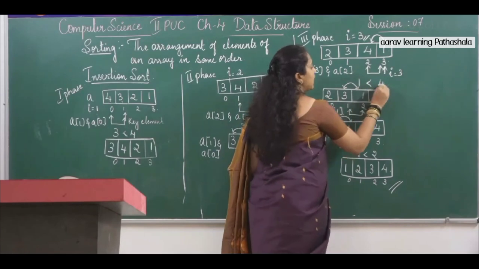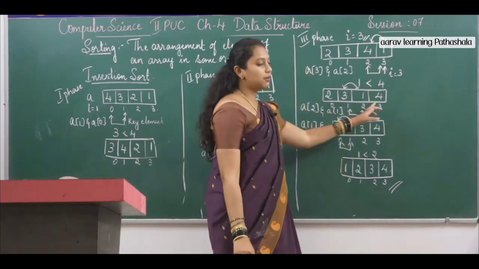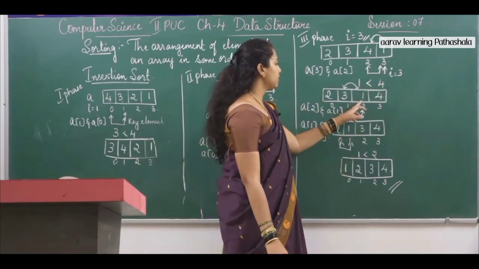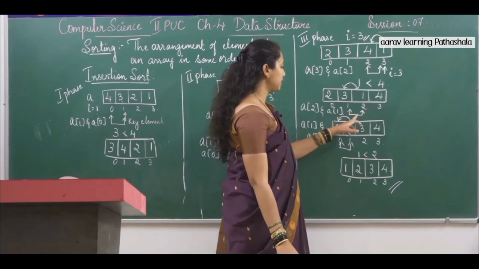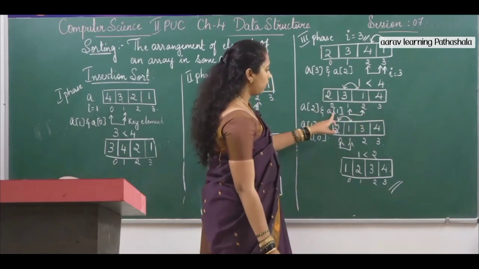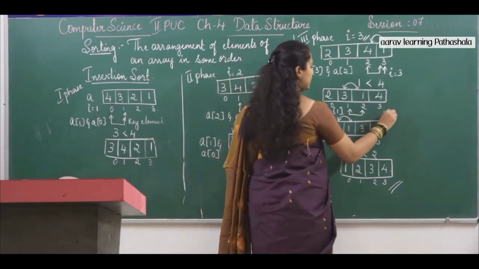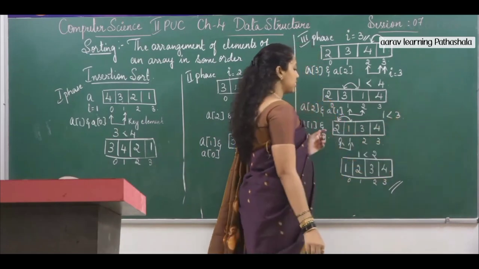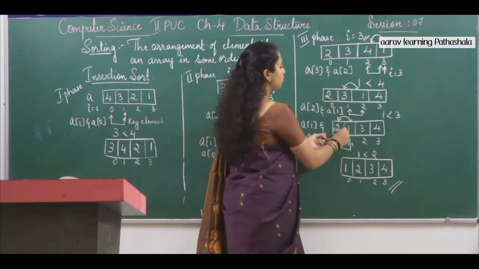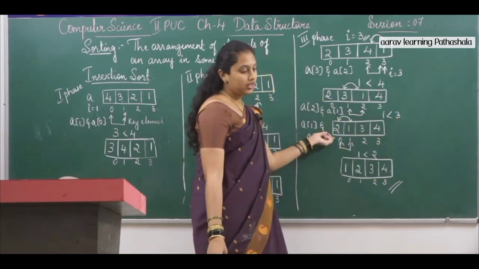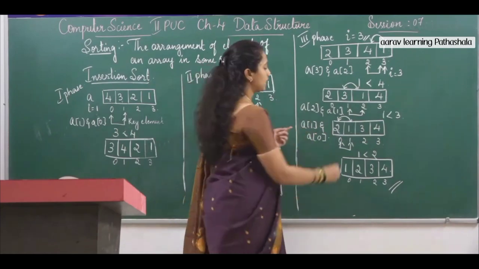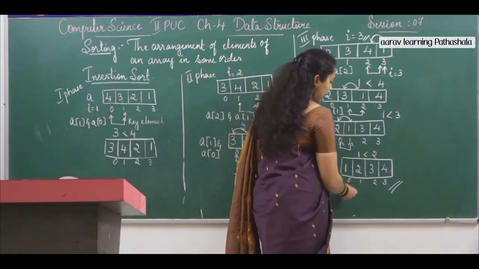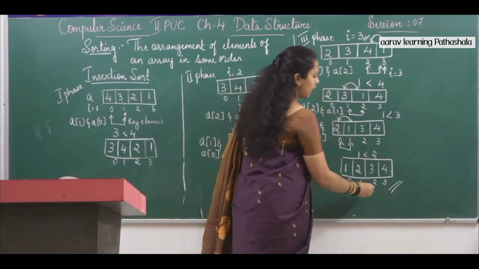As 1 is less than 4, the array elements get swapped. Next we compare the elements, that is A of 2 and A of 1. As 1 is less than 3, the array elements get swapped, that is 2, 1, 3, 4. In the next step, as 1 is less than 2, the array elements get swapped. So this is the output of the insertion sort.